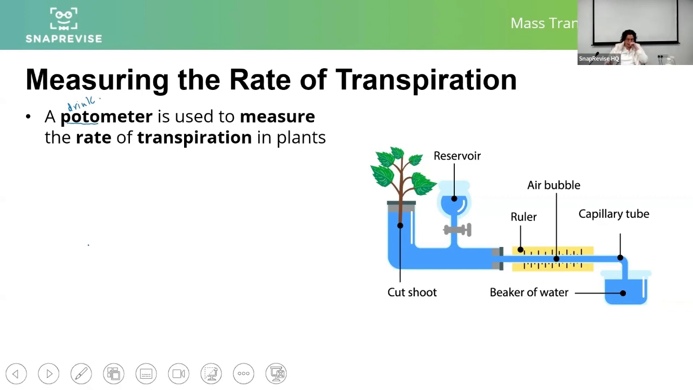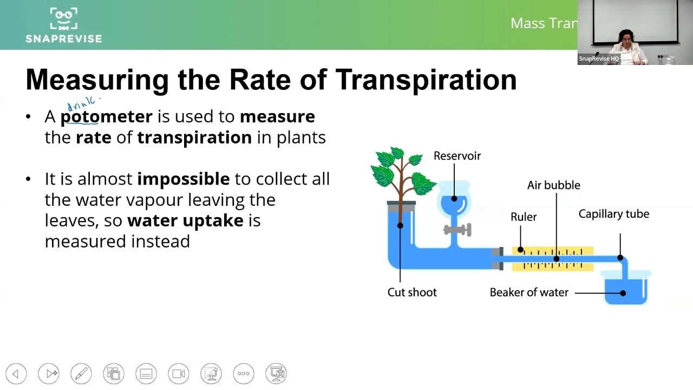Now, let's break down the setup here. Why do we set it up like that, first of all? Theoretically, we could be measuring the amount of water vapor lost from the leaves. But technically, this would be next to impossible. It comes out in very, very small droplets, so you'd have to somehow collect it and then measure its volume. So it's much more straightforward to actually measure the amount of water being taken up.